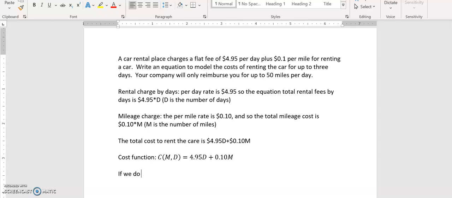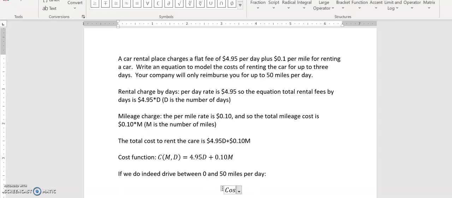Now, if we do indeed drive between 0 and 50 miles per day, then we can simplify this so that the cost only depends on the number of miles. And the day information is buried inside the function. That way we can graph it, because if we have 2 variables in the equation, we're going to need 3D graphing, and we don't have that. So we're going to evaluate this as cost in terms of mileage alone, and we're going to put in a bracket.